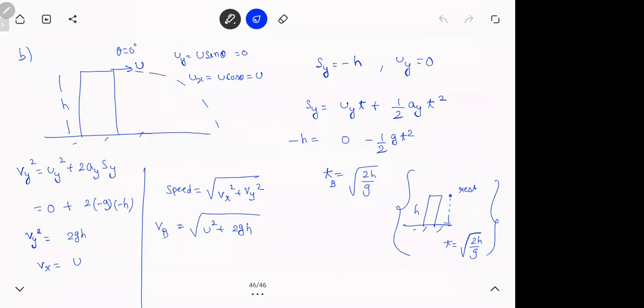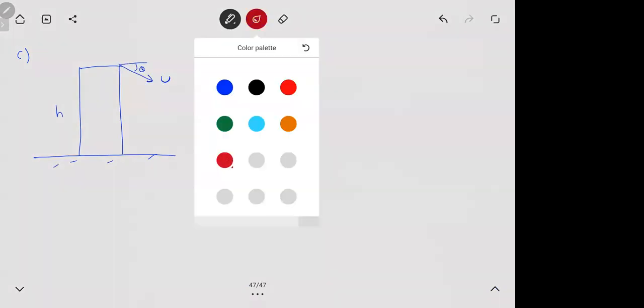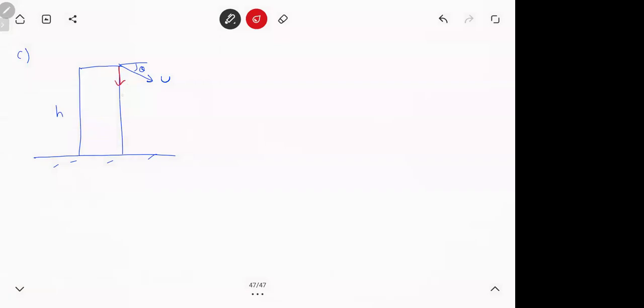Next thing. Third case, you're throwing it down. Now here, be a little careful. This is u sine theta. So this will be minus u sine theta because you're throwing down. Up positive, down negative. So Sy is minus h, Uy is minus u sine theta. Because you're throwing down, the vertical component becomes negative. That is the only difference. Other than that, everything looks identical to A.